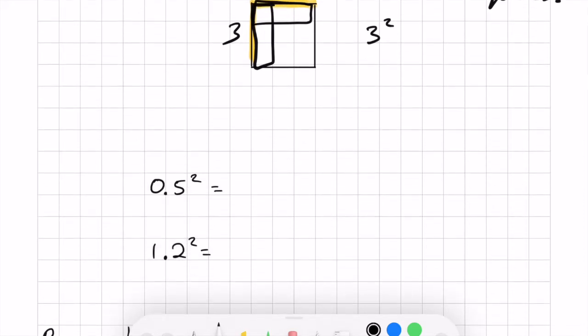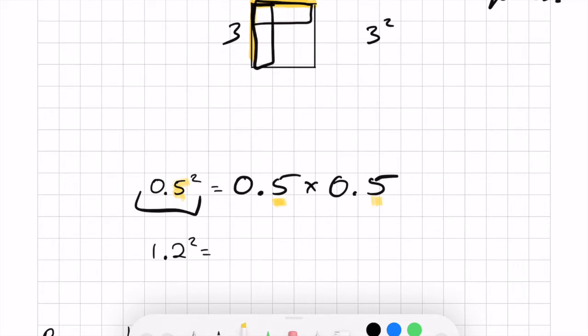Now, when we're looking at decimals, what I like to do is square this number first. So I know that this squared is 0.5 times 0.5. What I meant by squaring this number first is I ignore the decimals. I pretend they're not there, and I just say, hey, what's 5 times 5?